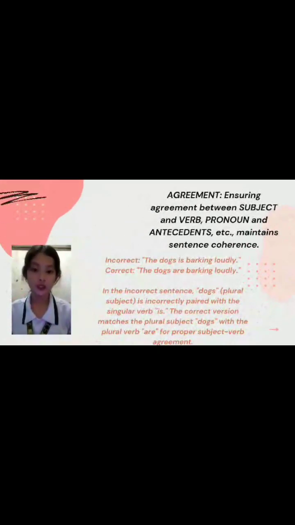Agreement. Ensuring agreement between subject and verb, pronoun and antecedent, etc., maintains sentence coherence. Incorrect: the dogs is barking loudly. Correct: the dogs are barking loudly. In the incorrect sentence, the plural subject dogs is incorrectly paired with the singular verb is. The correct version matches the plural subject dogs with the plural verb are for proper subject-verb agreement.